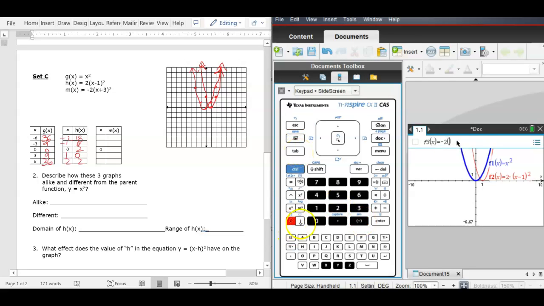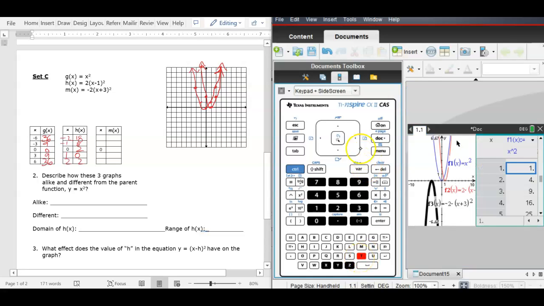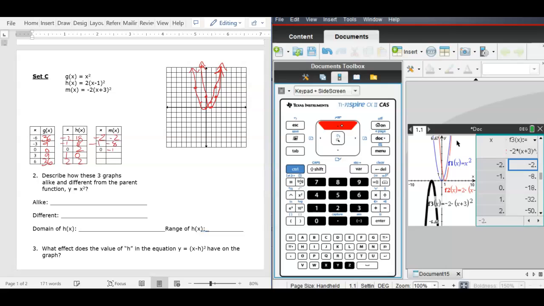Negative 2 is x plus 3 squared. Look, it's moved to the left and reflected downward. So if I hit Control T, I go over to the third graph. All right, negative 2, negative 2; negative 1, negative 8; 0, negative 18; negative 32, negative 50. A lot of this is off the grid.